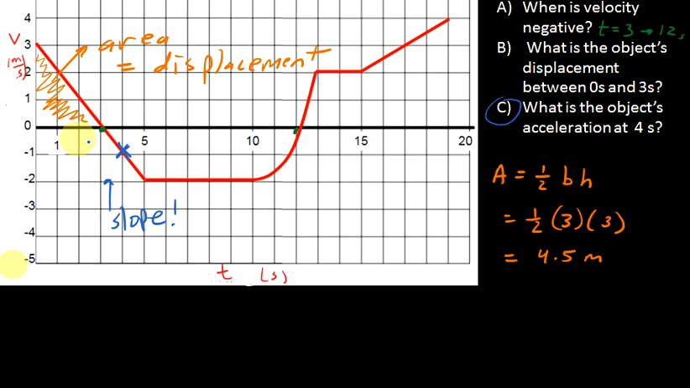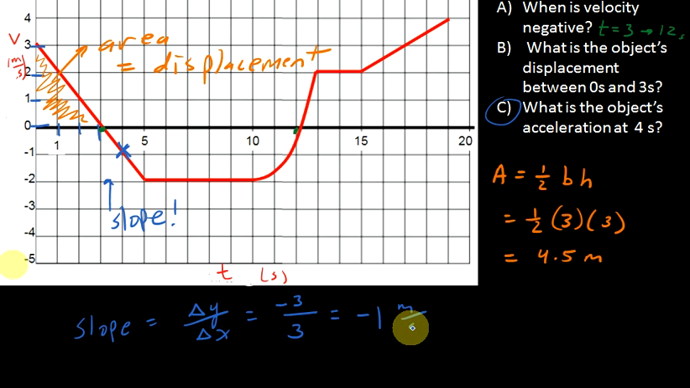Therefore, anywhere on this line between 0 and 5 seconds, the acceleration is constant. So the slope, well, that's delta y over delta x, change in y-axis over change in x-axis. Let's see, it looks like we go down by 3. I'm just finding the slope of this line. I go down by 3 when I have a run of 1, 2, 3 of 3 there. Okay, negative because I was going down. The line is down and to the right. That's easy. -1. The units are meters per second squared. That's the acceleration.